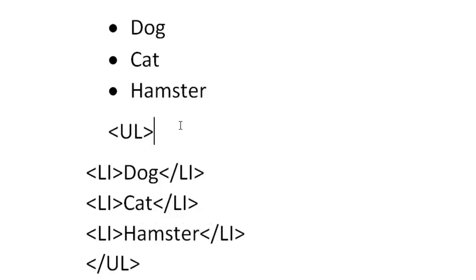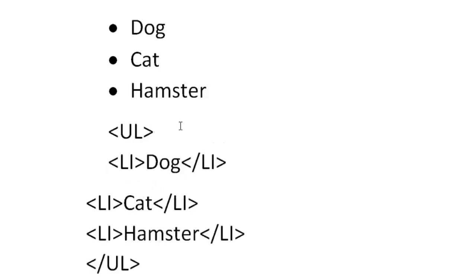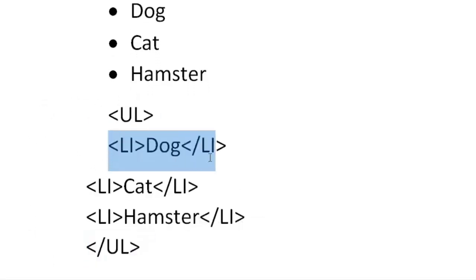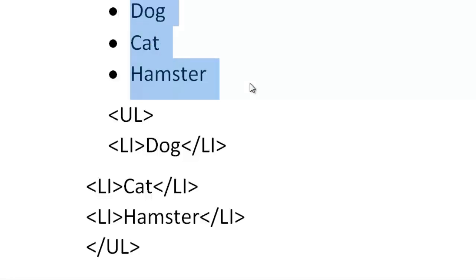Pretty simple, right? So after you understand that concept, that you have the open tag here, the close tag here, and then the items that are surrounded by the li tag. So li dog /li, li cat, close the tag, li hamster, and then close that tag. All right. So now that you understand that, what I want to talk about now is ordered lists.